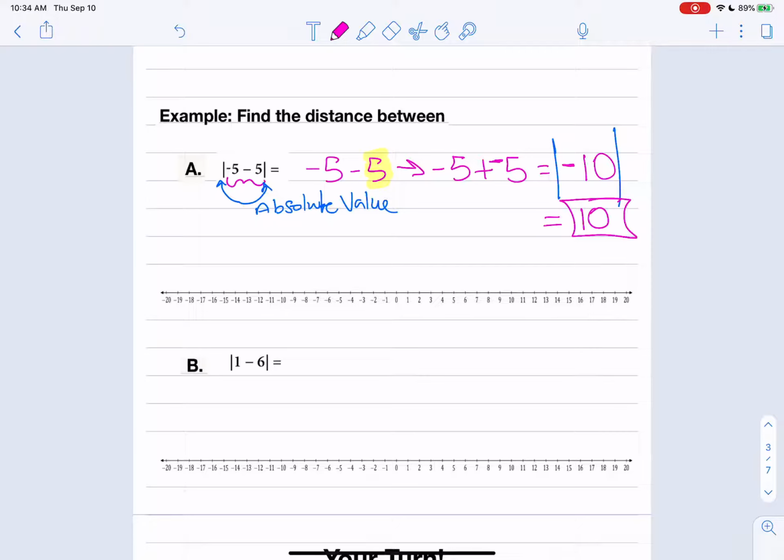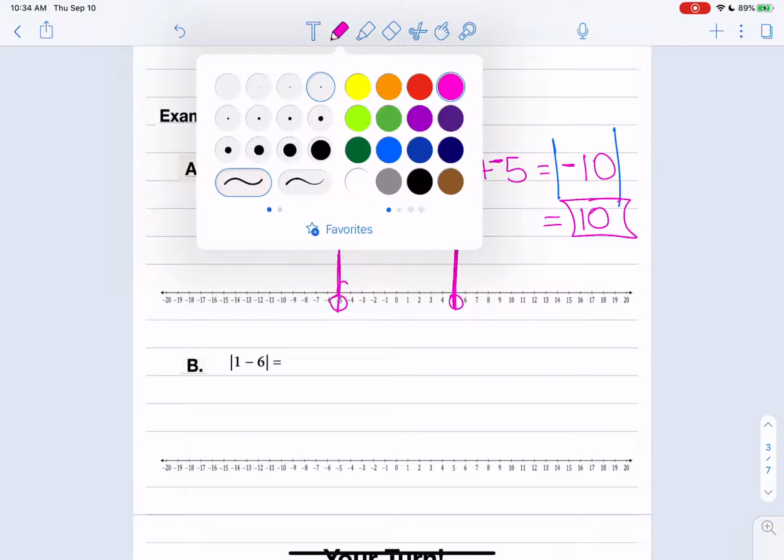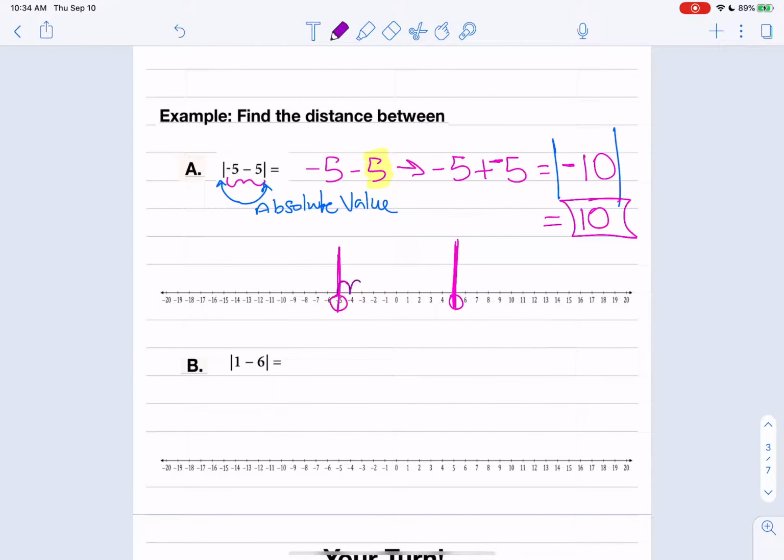Okay, now let me show you on the number line. We have negative 5, that's going to be here, and we have positive 5, that's going to be here. We're finding the distance between them. So how many spaces are between them? You could subtract numerically like we did above, or you could count the spaces. So let's count it. Let me choose a different color. 1, 2, 3, 4, 5, 6, 7, 8, 9, 10. And once again, it equals 10. And it's going to be positive because it's distance.